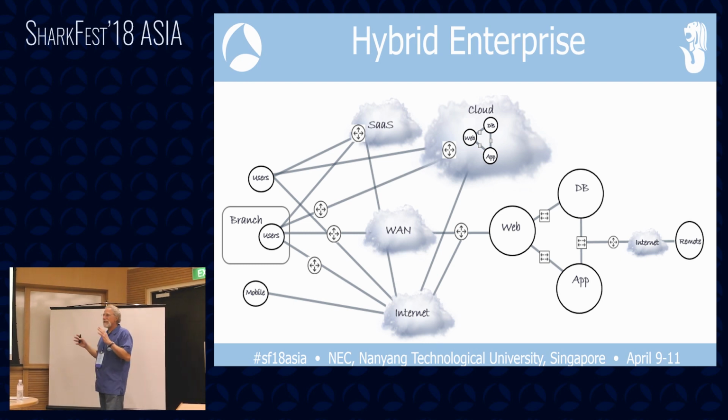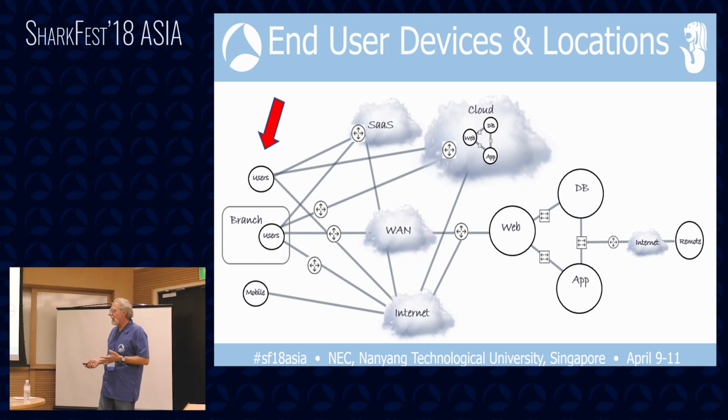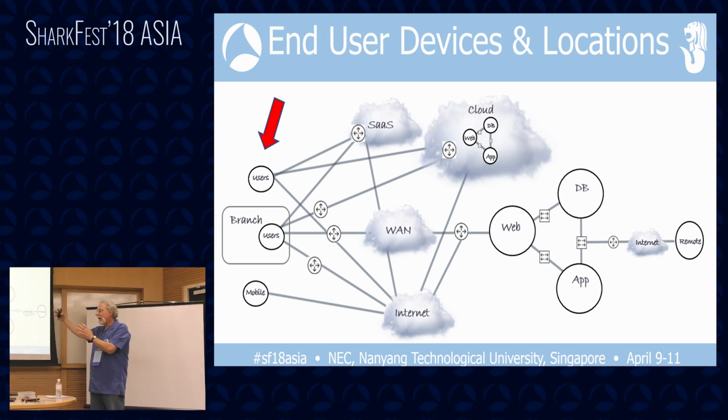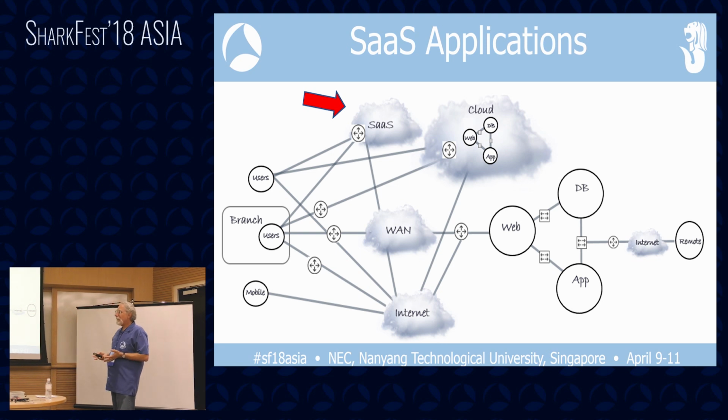So we have a simple picture of the various deployment architectures that you find in most large enterprises today. It's made up of, as you would expect, end user devices and locations, and you'll notice that they're in a branch office. They may be on their laptop outside of the office or simply on a mobile phone. So multiple platforms, multiple locations. Then there are SaaS applications in this model that we have to support and talk to.